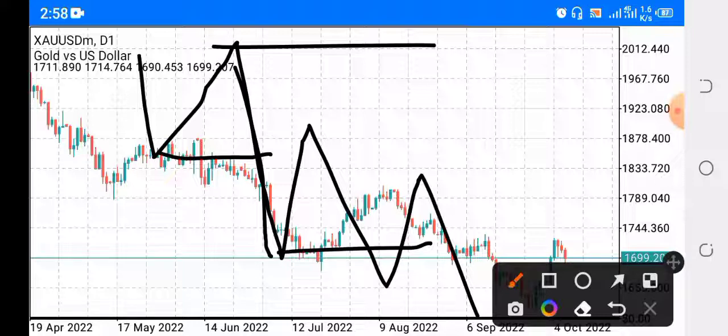That is for downtrends, and you are looking to trade only sells. You are looking to go short in the downtrend market.